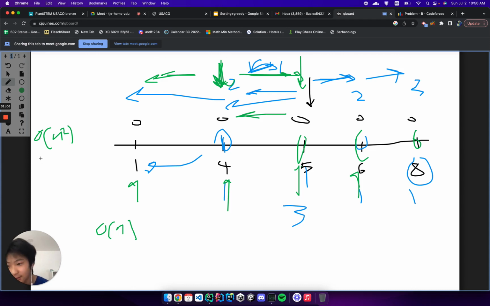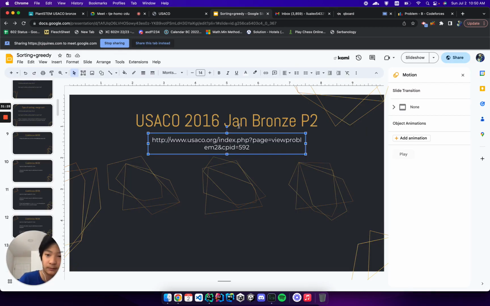So yeah, the main thing is just to realize that we can actually split this explosion into two chains, and for each chain we only have to go in one direction, and we can just keep going that way.